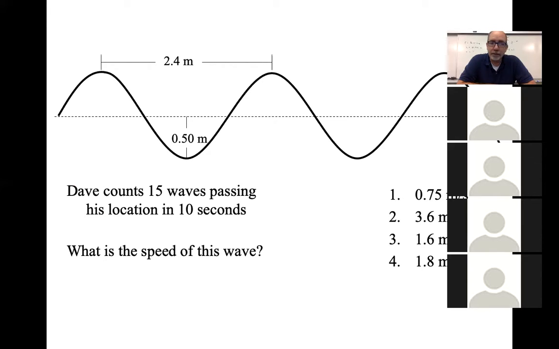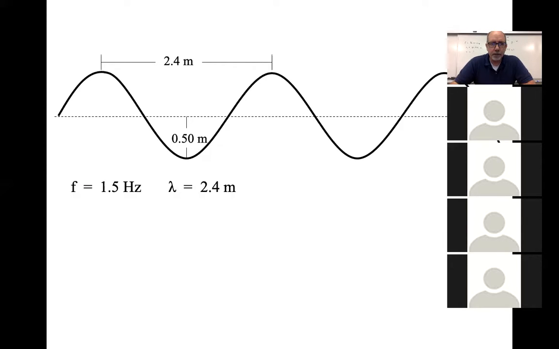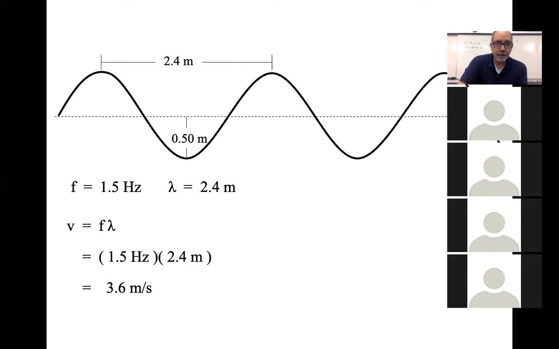We did a problem like that just a few moments ago, where we determined the speed, right? Remember what speed was? Speed was v equals f lambda. And we knew the frequency, 1.5 hertz. We knew the wavelength, 2.4 meters. And after we multiply those two, we get 3.6 meters per second. Choice 2. Yeah, choice 2. Okay.